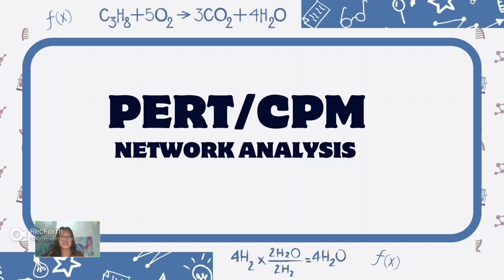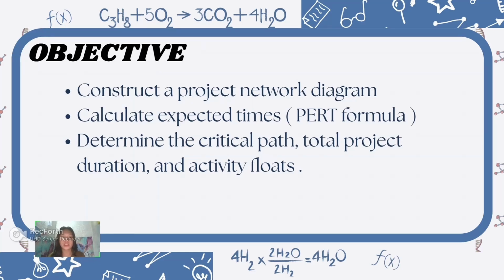Today I'll be presenting an analysis using PERT, or Program Evaluation and Review Technique, and CPM, the Critical Path Method. These are two project management tools that help us map out activities, estimate durations, and identify the most important tasks in a project. Think of them as the quiet architects behind a real-time plan. In this presentation, we aim to construct a project network diagram, calculate the expected time using the PERT formula, and determine the critical path, total project duration, and activity flows.